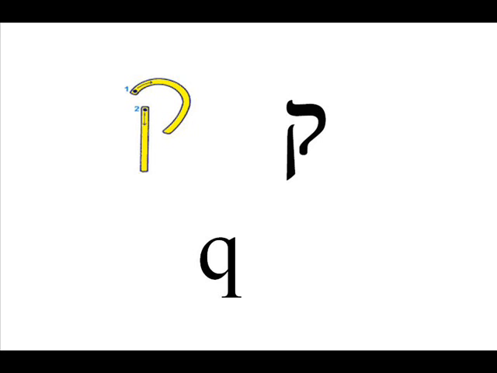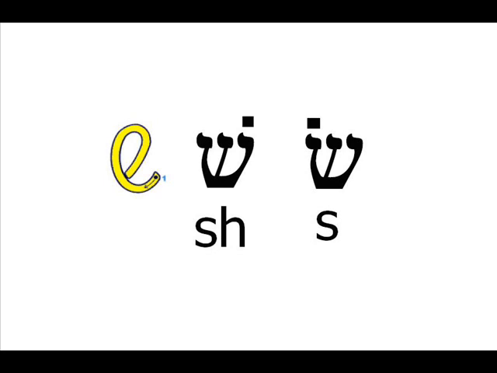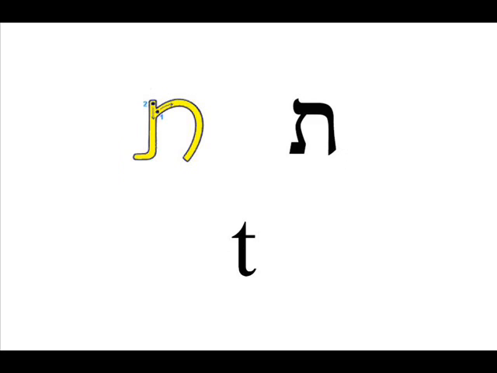The next one is resh, and resh is pronounced like a French R, like ra. And the next one is the letter shin, and if the point is at the right, it is pronounced sha, and if it is at the left, it is pronounced like s, and it is always a consonant letter. The final letter is the tav, and tav is pronounced like t.